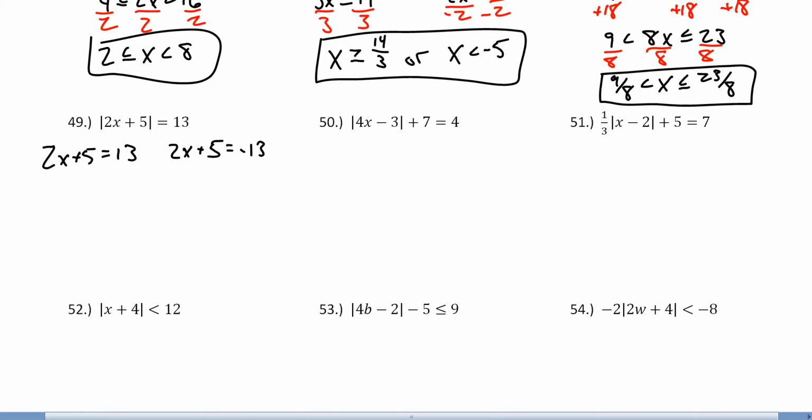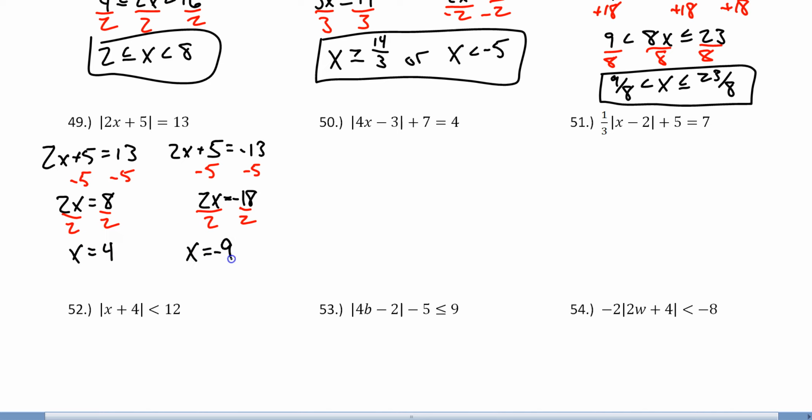Okay? And so now I just solve each of these. This one, I subtract the 5 from each side. I'm going to do the same thing over here, subtract the 5 from each side. It's the same steps for each equation. So I get the 2x equals an 8. Over here I get a 2x equals a negative 18. And now I divide each side by the 2. Again, I would solve this one the same way by dividing each side by 2. And so I get x equals a 4 and x equals a negative 9.